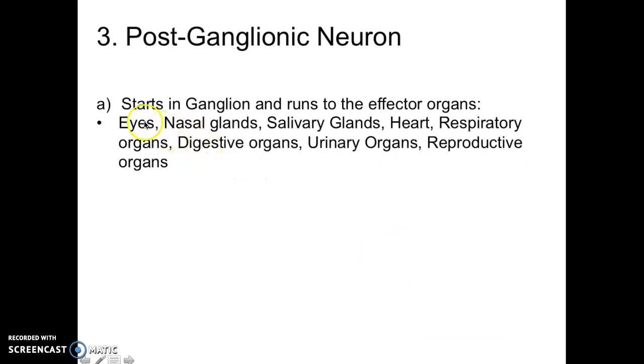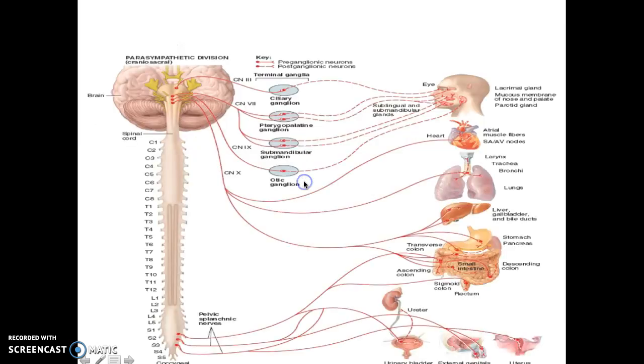The postganglionic neuron comes from the synapse, so the ganglion, all the way to the organ. It would start in the ganglion and go to whatever effector organ, so your eyes, your nasal glands, salivary glands, heart, respiratory system, digestive organs, urinary, or reproductive.